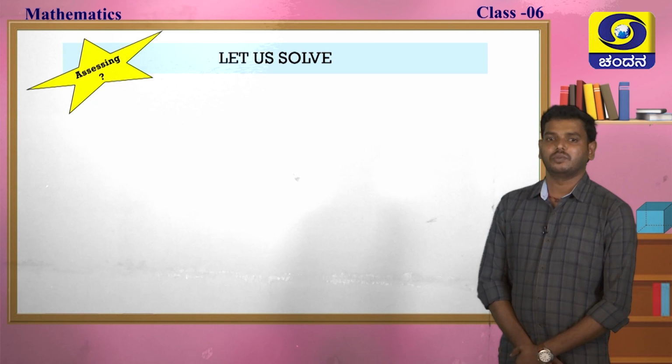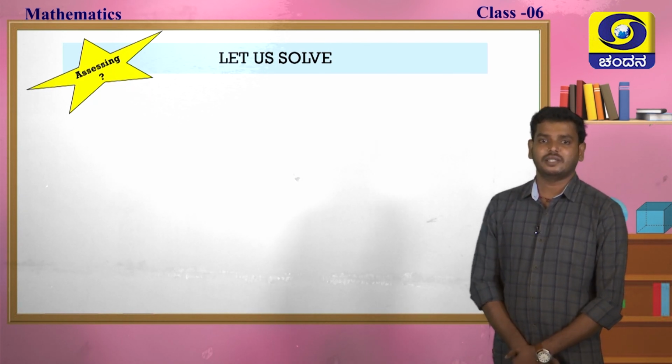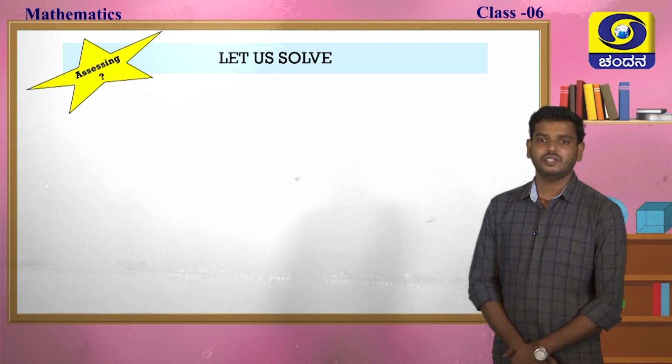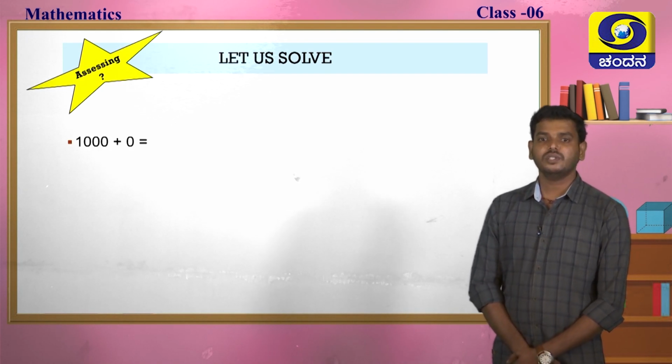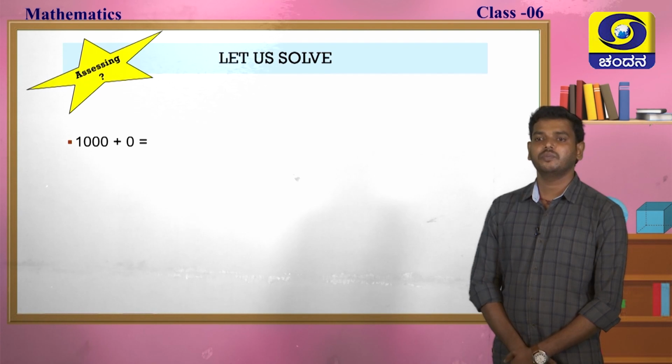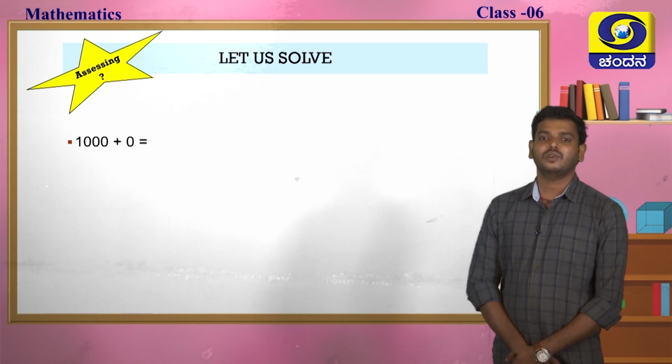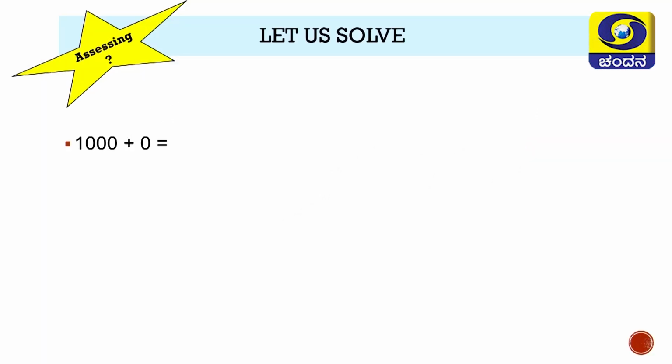Okay. Now we will come to the assessing part. Let us solve a few questions based on what we have discussed. First question, 1000 plus 0 is equal to, yes, your answer is correct children, because 0 is the additive identity, hence your answer is 1000 itself. 1000 into 1 is equal to, yes, 1 is called the multiplicative identity, hence your answer will be 1000 itself.